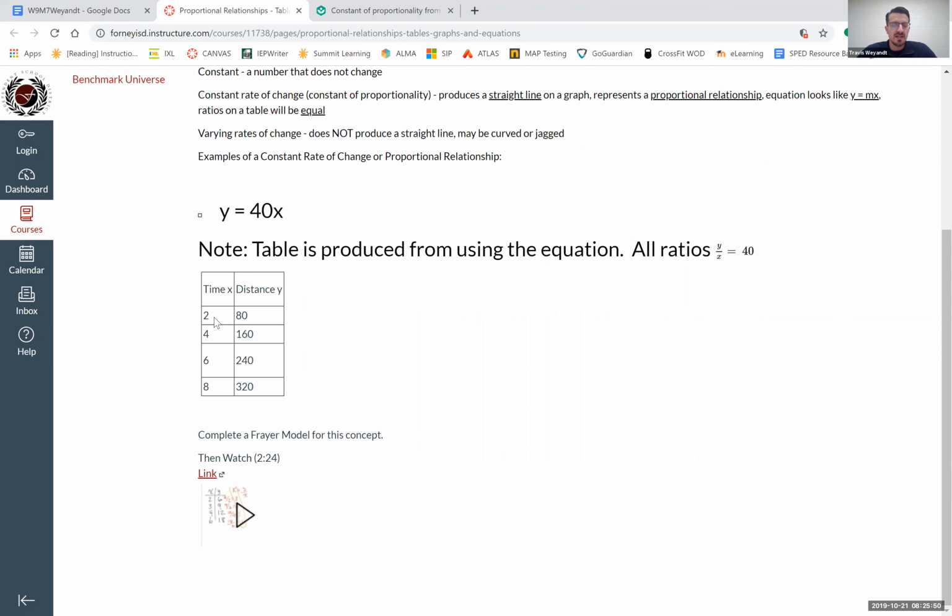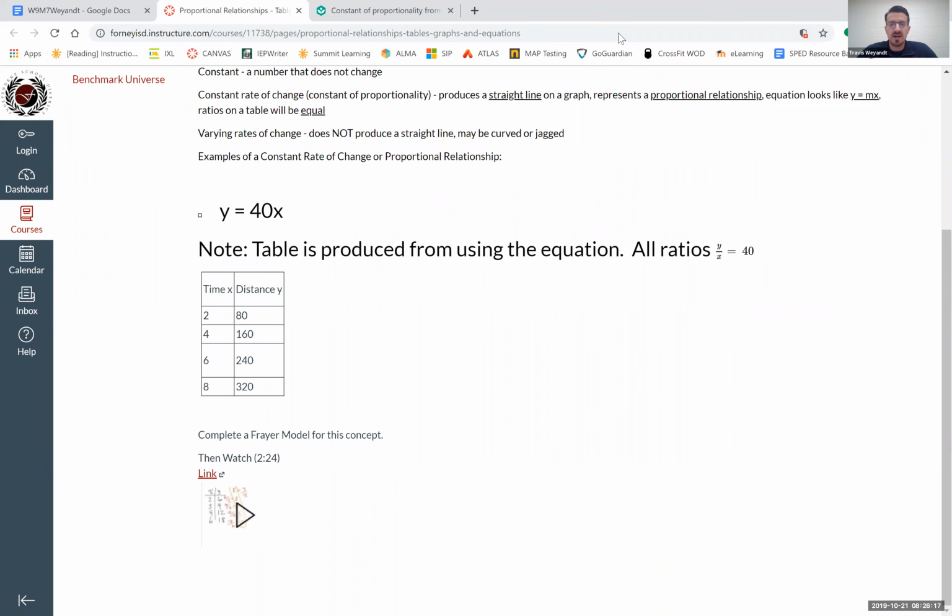So if my input is 2, 2 times 40 is 80. So that one works. If I input 4 for x, 40 times 4 is 160. And if I keep going down the line, they all work. So the constant of proportionality of 40 is that constant number applied to every relationship in the table, making this what we call a proportional relationship.